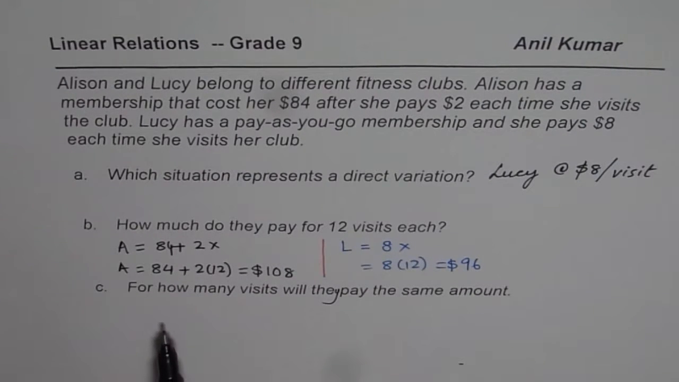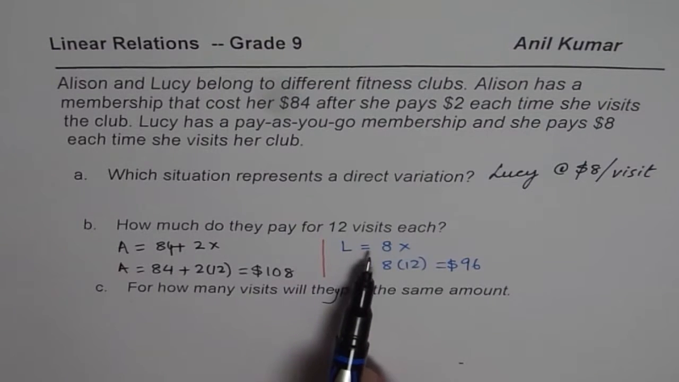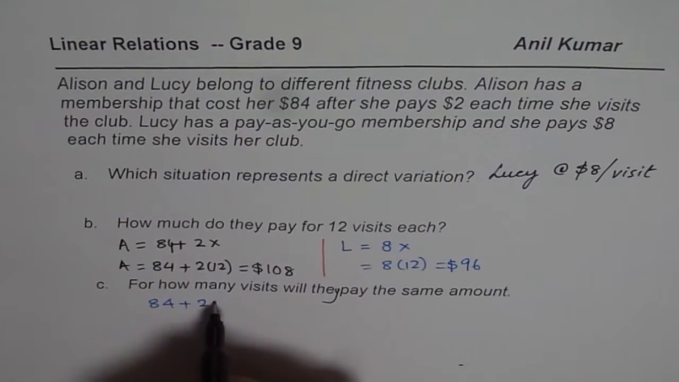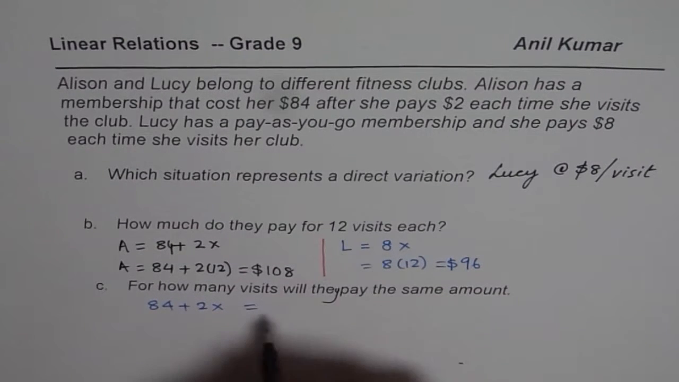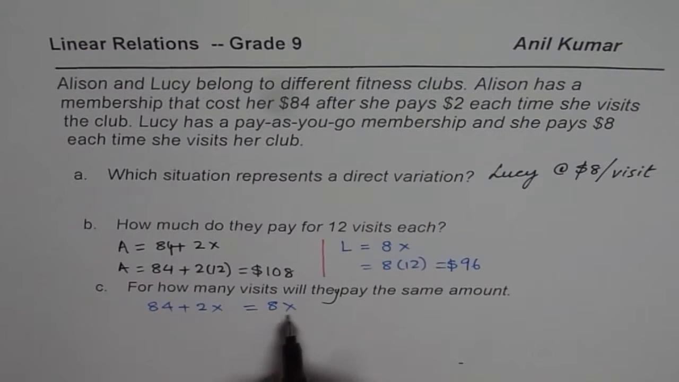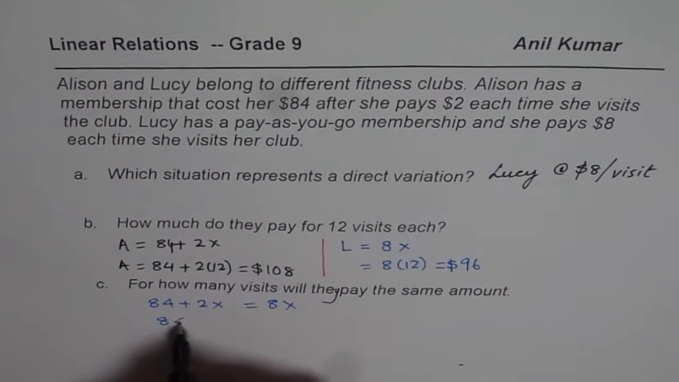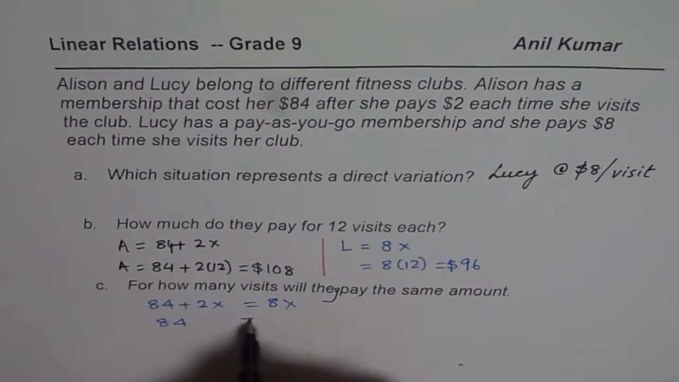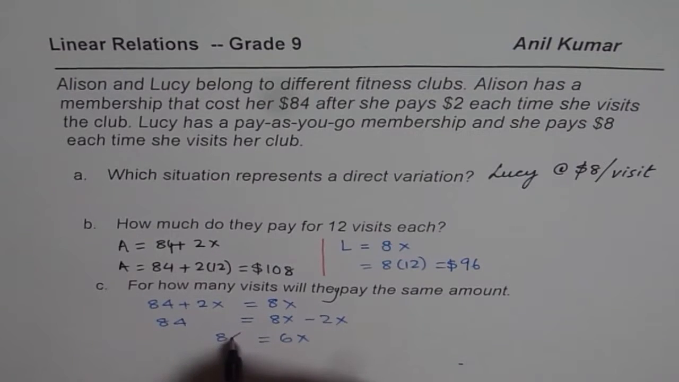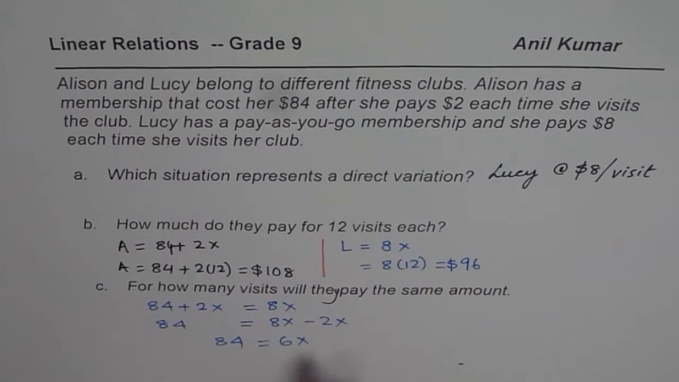Part C is, for how many visits will they pay the same amount? Now in case they are paying the same amount, then 84 plus 2x should be equal to 8x, right? So we can equate these two costs and then find the value of x. So we can take away 2x on both sides. So we have 8x minus 2x. That gives us 6x equals 84. And now we can solve for x.